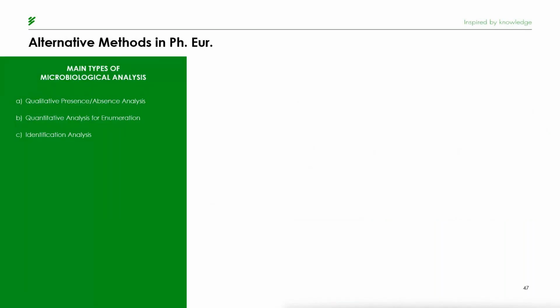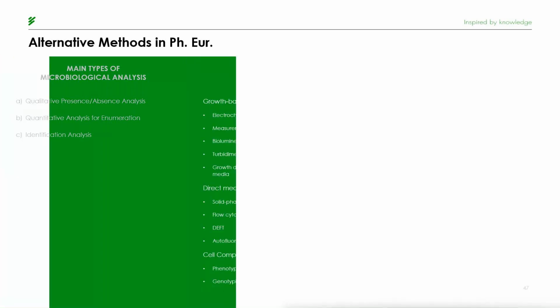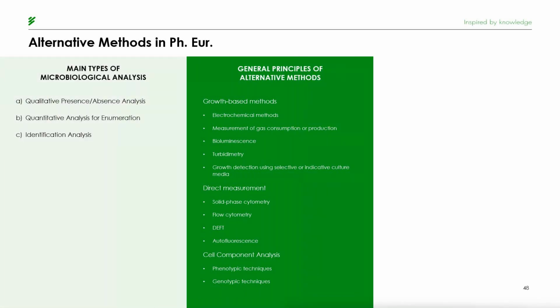In this chapter on alternative methods in the pharmacopoeia, we can find the main types of microbiological tests indicated, which are, of course, qualitative with absence or presence, quantitative for accounting, and identification analysis. The growth-based methods mentioned include electrochemical methods, gas measurement, bioluminescence, turbidimetry, and growth detection in selective media. For direct measurement, it indicates solid phase cytometry, flow cytometry, direct fluorescence filtration, and autofluorescence.